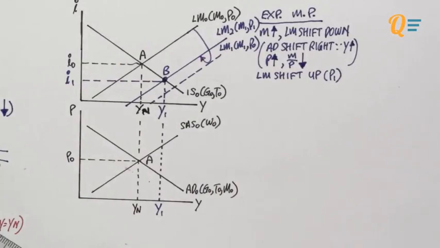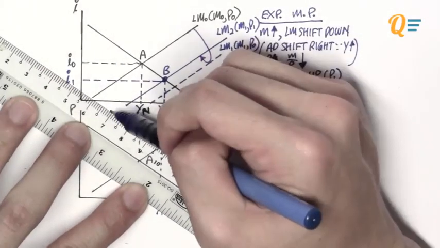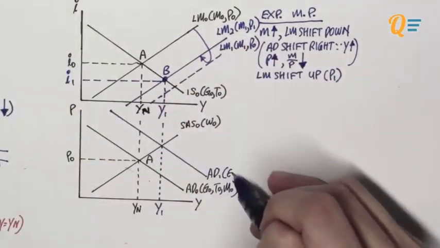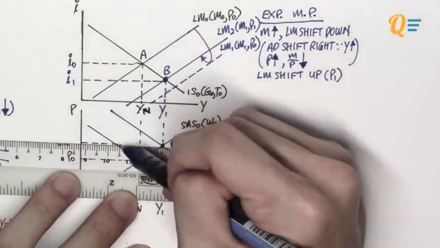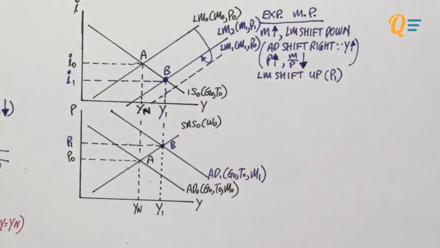So as you can see, the LM curve shifted down first and then up slightly. So your AD curve is also going to shift to the right so that it follows the short run equilibrium in the IS-LM model, and you now have a new output level of Y1 and a new price level of P1, which is already reflected in LM2.